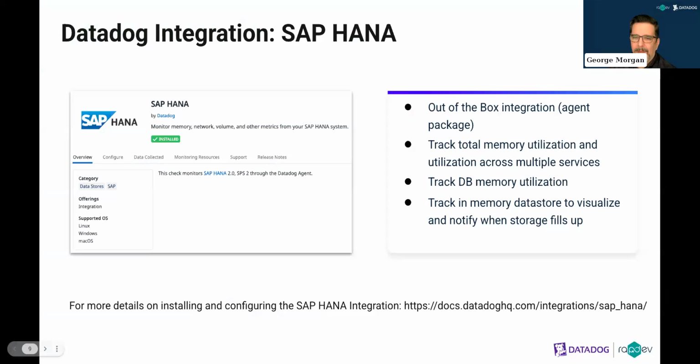And when we're talking about monitoring various different metrics, especially when it comes to Datadog, I want to call out the current out-of-the-box Datadog integration for SAP HANA. Like I said, this is an out-of-the-box integration. It's part of the agent package, and it's very similar to a lot of integrations that Datadog provides. It's a very simple configuration process that you need to follow.